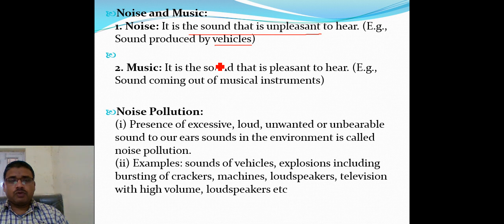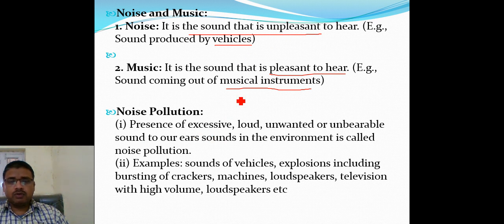Now when we talk about music, the sound which is pleasant to hear is basically known as music. The kind of sound which comes from a musical instrument is basically a pleasant sound, and that pleasant sound is considered music.